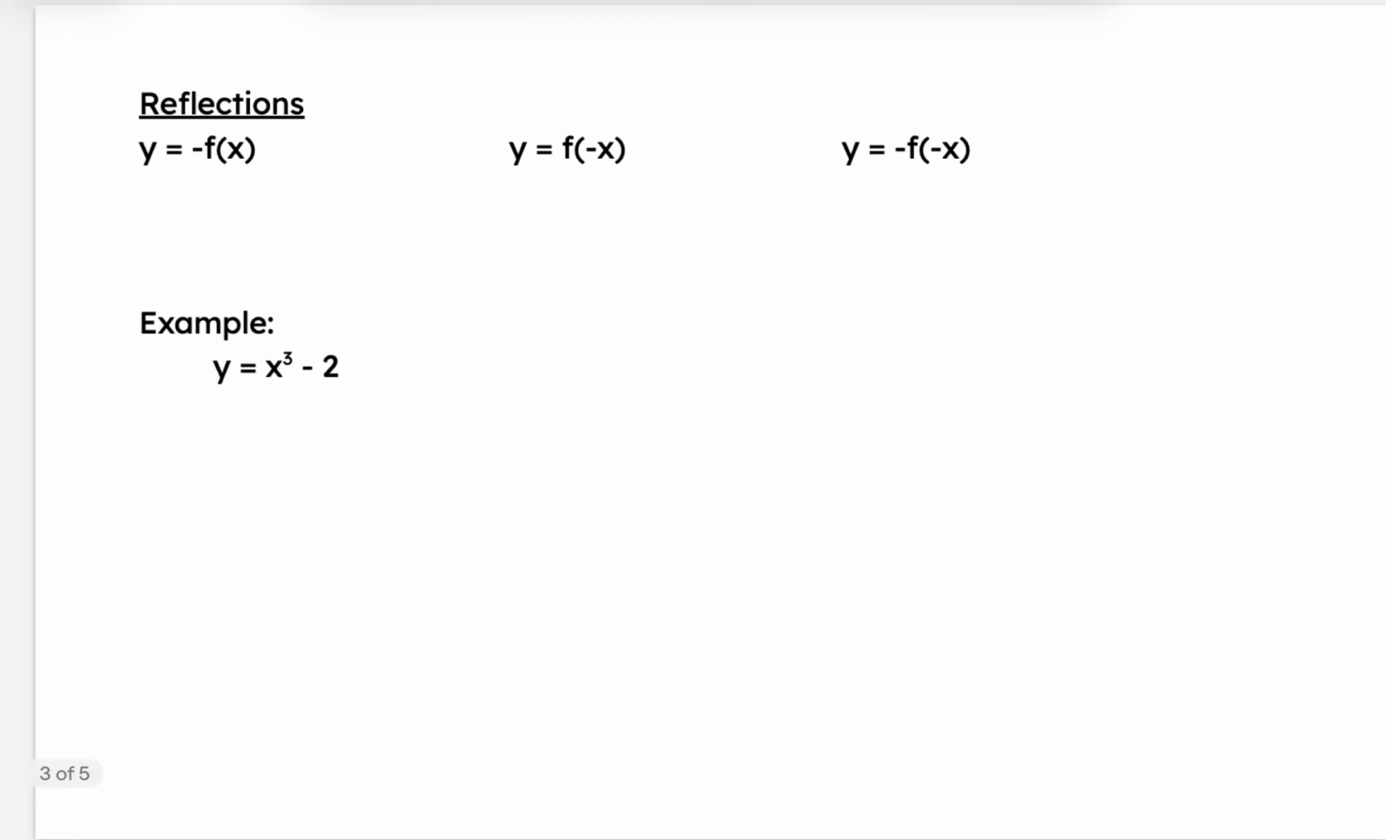Okay, next is talking about reflections. So the placement of the negative in the equation tells us how the graph is reflected. So if the negative is outside, that is going to be across the x-axis. If it is inside, that's across the y-axis. And both negatives is both across the x and the y, which we call through the origin.